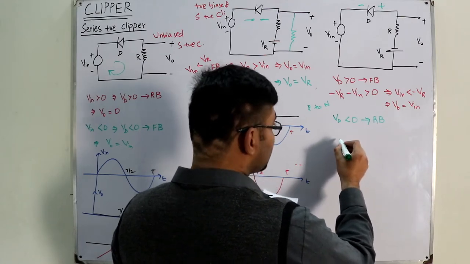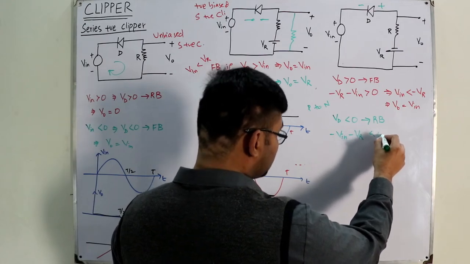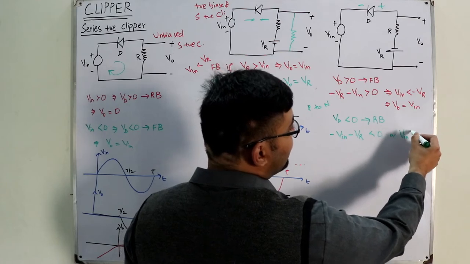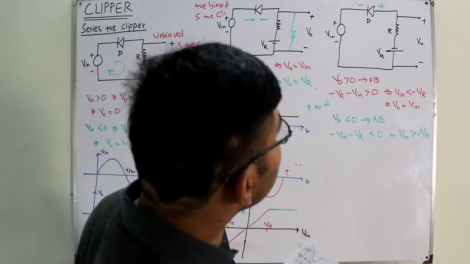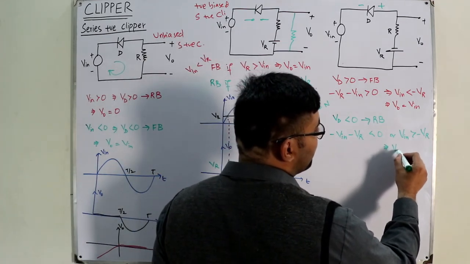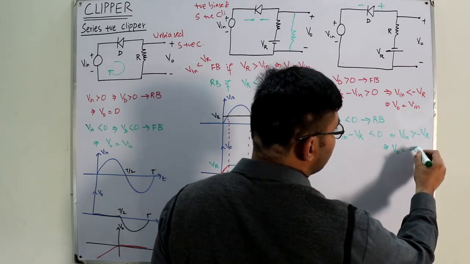And when is that the case? When minus of V input minus of V reference is less than zero, or you could say that V input is greater than minus of VR. So in that case, no current would flow through the circuit, and the only thing that we would have in the output would be minus of VR.